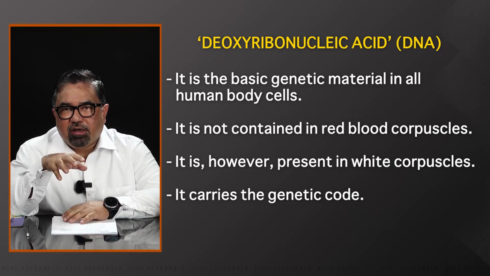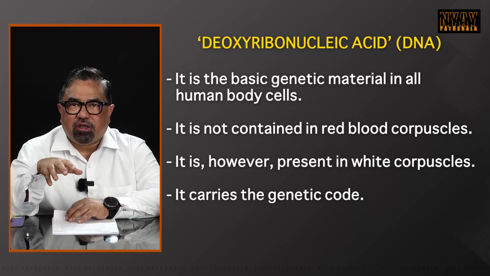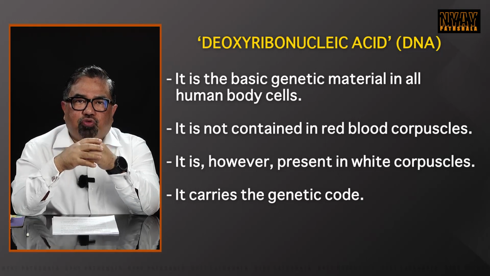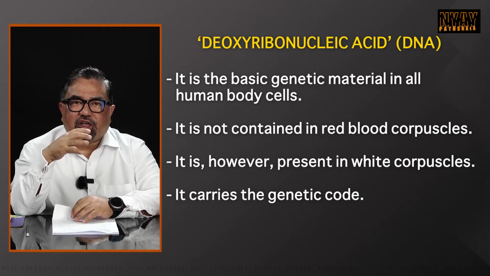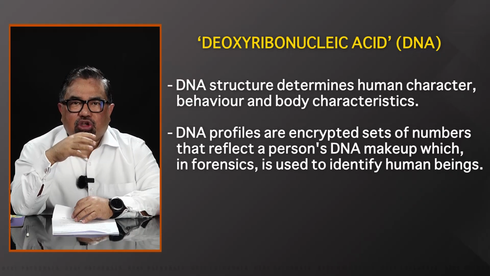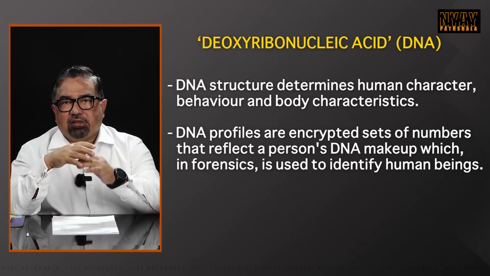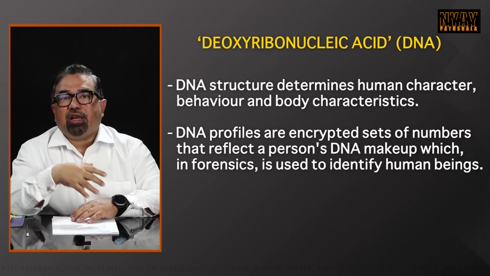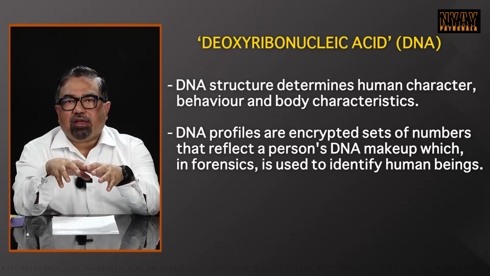But we must remember that DNA is not contained in the red blood corpuscles or RBC. It is present in white blood corpuscles or WBC. And from the point of view of criminal law, we must remember that DNA carries the genetic code and it determines the human character, behavior and body characteristics. And DNA profiles are encrypted sets of numbers which reflect a person's DNA makeup, and which in forensics or in criminal law we use to identify human beings.